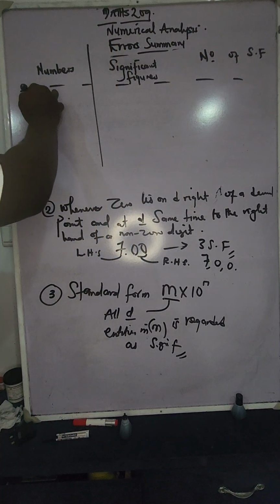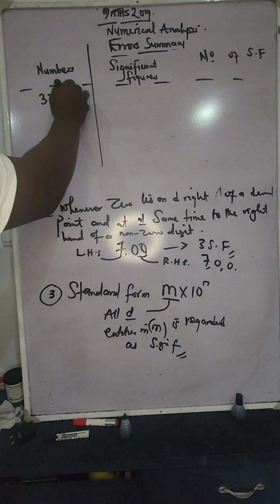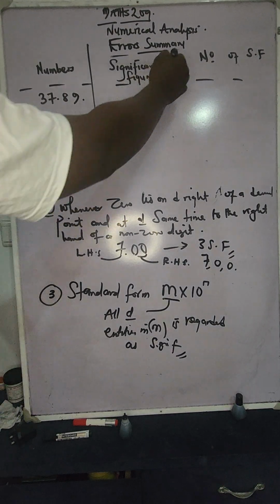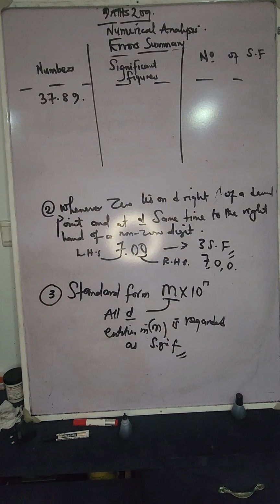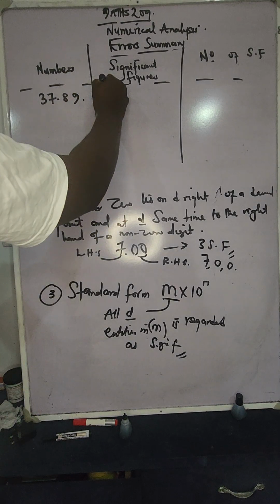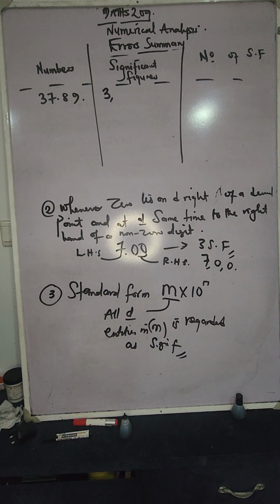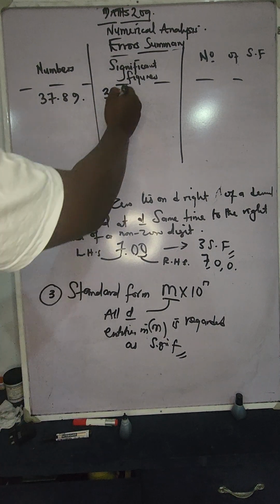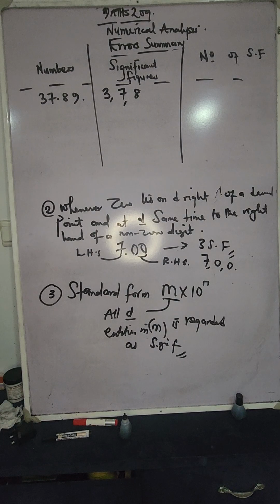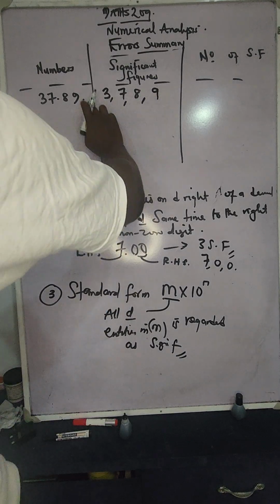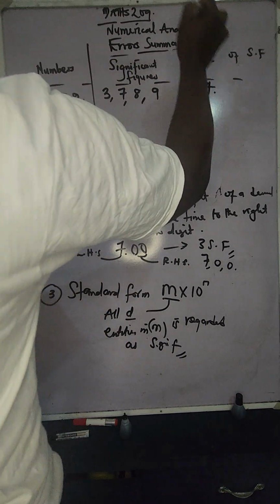Let's assume that we have 37.89. The question I'm going to be asking you is, how many significant figures are present in this expression? We have 3, which is a significant figure because it's a non-zero. 7 is a significant figure because it is a non-zero. 8 is also a non-zero. And 9 is a significant figure because it's a non-zero. So the total number of significant figures here is 4.